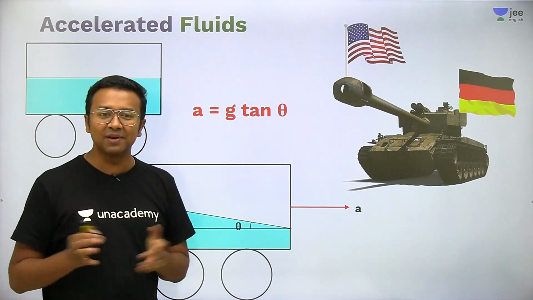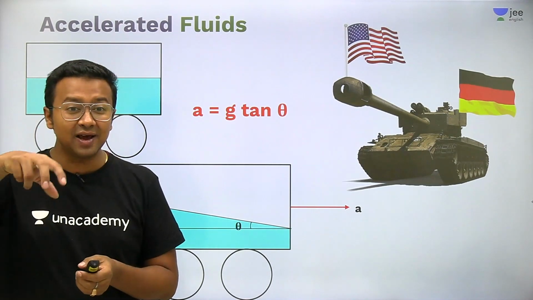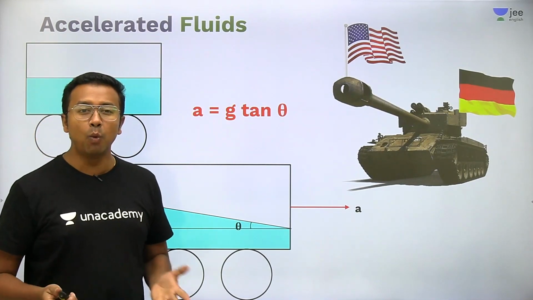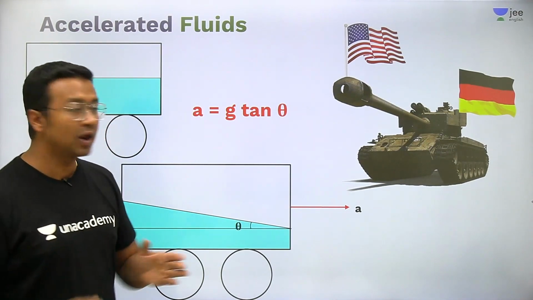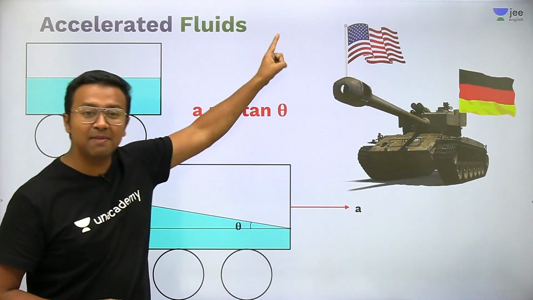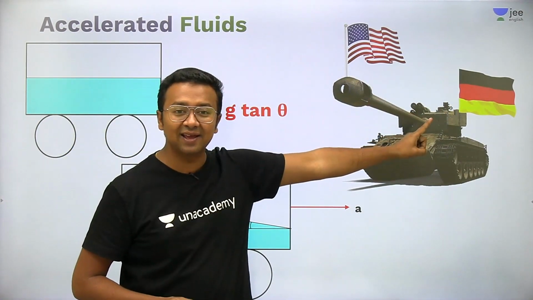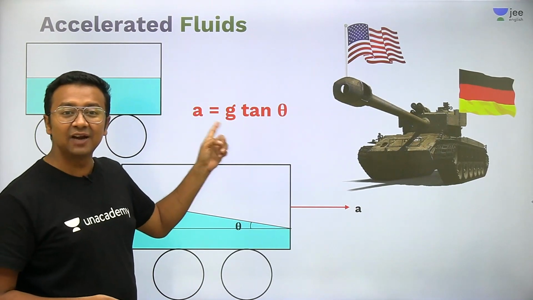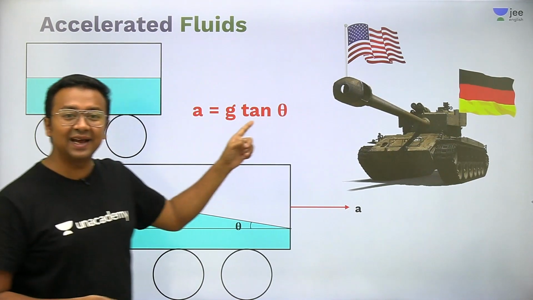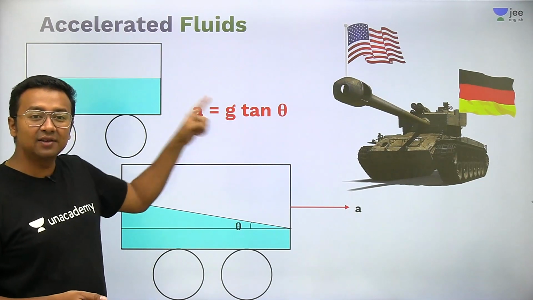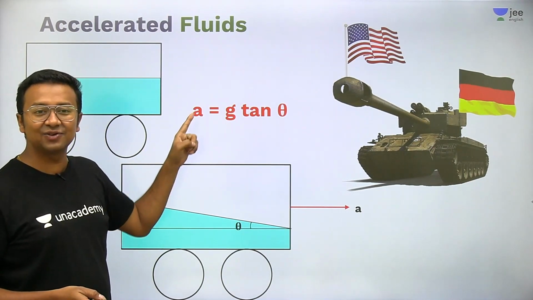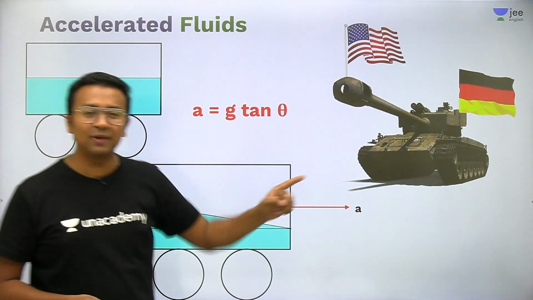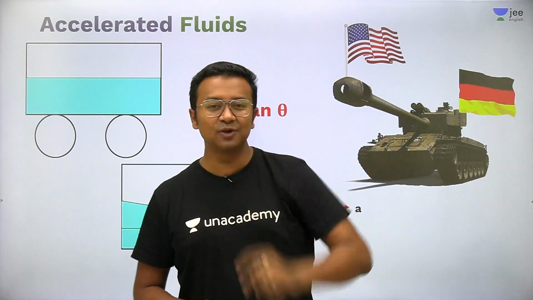How would I want to remember it? Create a very small story around the same thing. What is it? In the Second World War, the Germans attacked the Americans with a tank. Simple enough. So the tank was on whose side? It was on the German side. So tan theta was on which side? G side. And the other side is what? America. So that is your a. a = g tan θ. You will never forget this particular formula. I can bet on it. I can guarantee you, students.